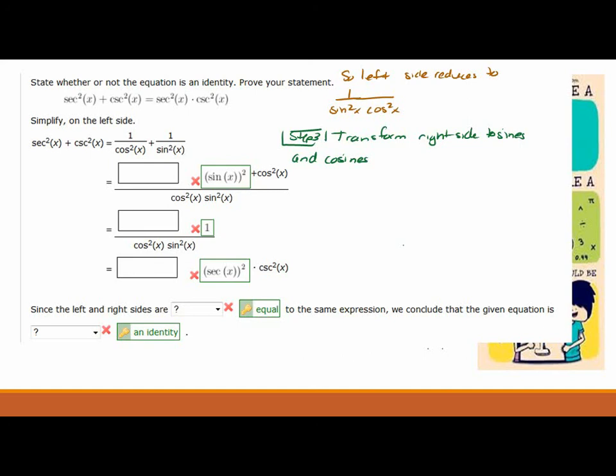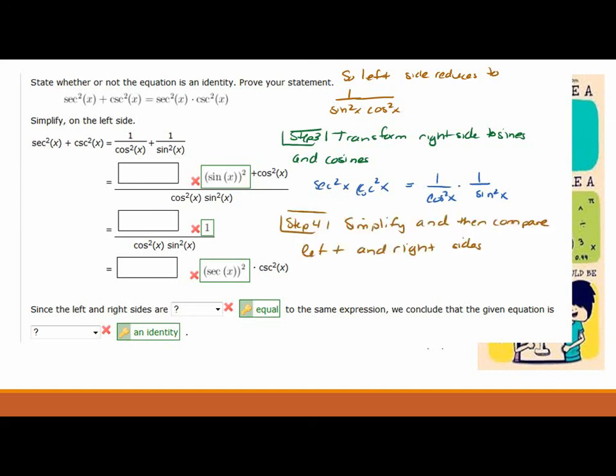All right, step 3, go ahead and change everything to sines and cosines. Secant squared times cosecant squared. I'm going to change that from the red list. It turns out that secant squared is 1 over cosine squared. Cosecant squared is 1 over sine squared. So I changed them to sines and cosines. Same procedure I did in step 1. And then simplify and compare left and right sides.